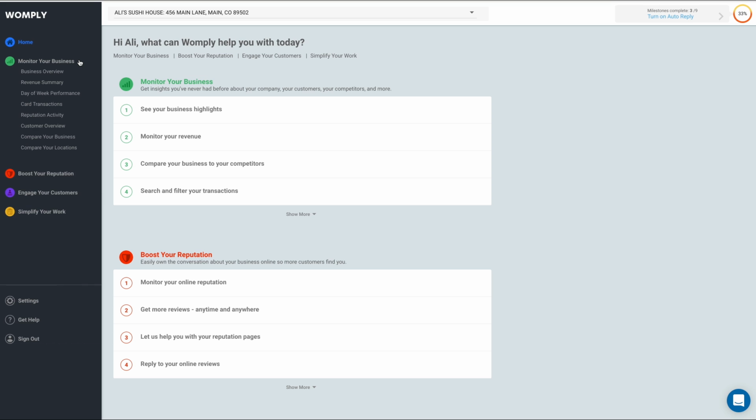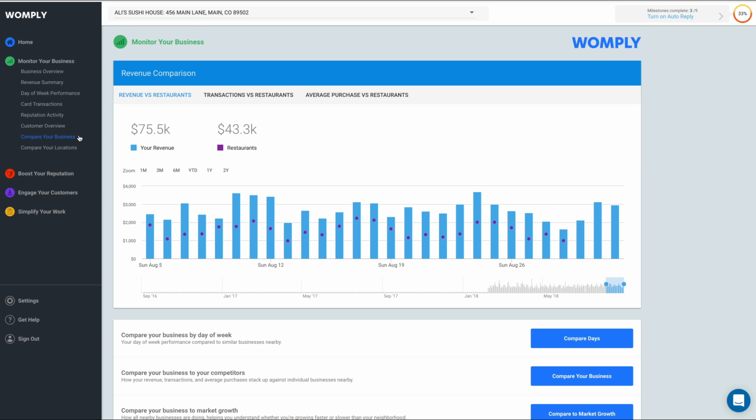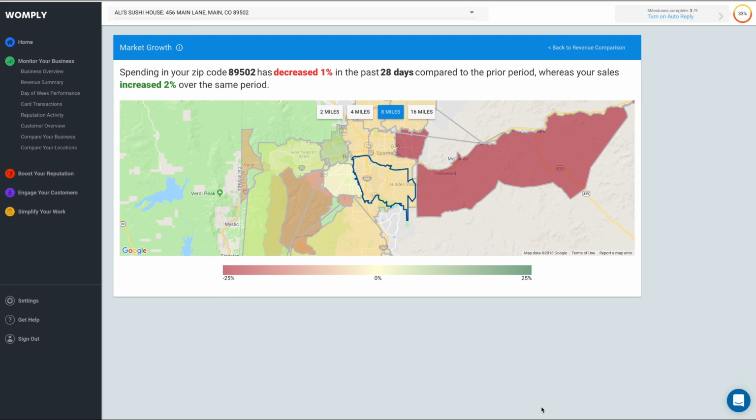We'll start by clicking Monitor Your Business, then Compare Your Business. Now we'll click the Compare to Market Growth button. This map shows you how the businesses in the area around your business grew in the past 28 days.